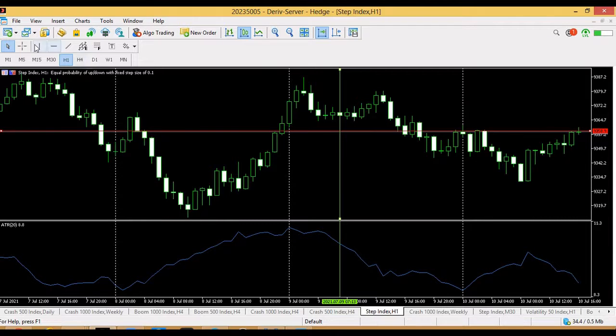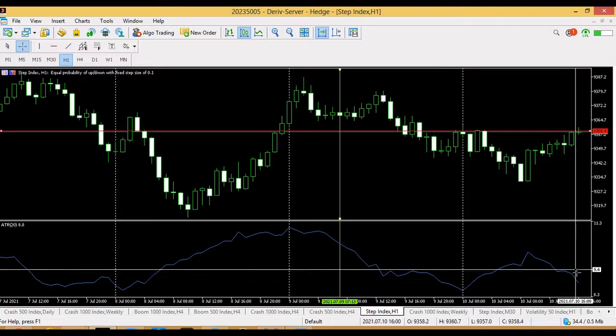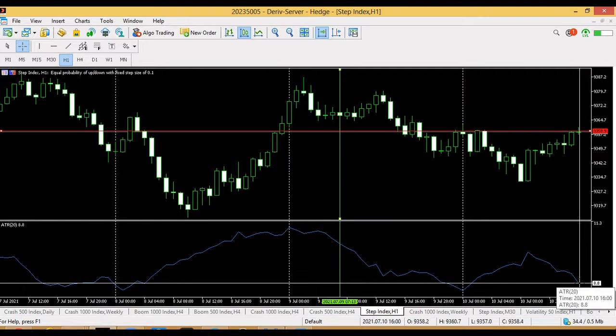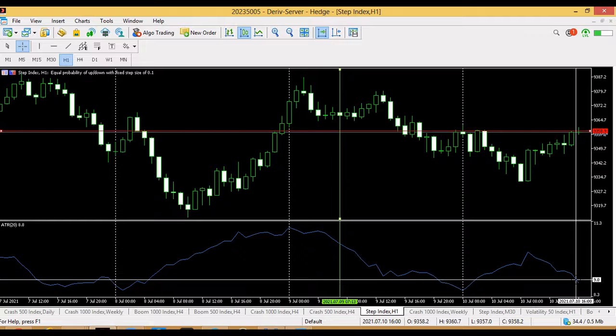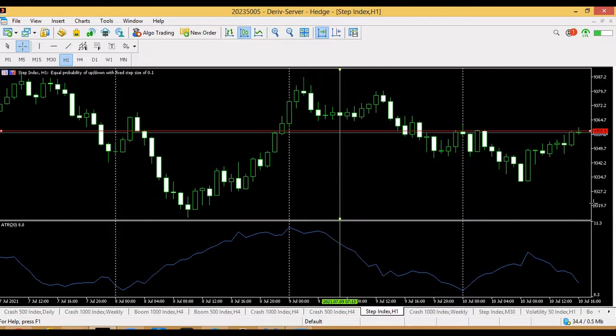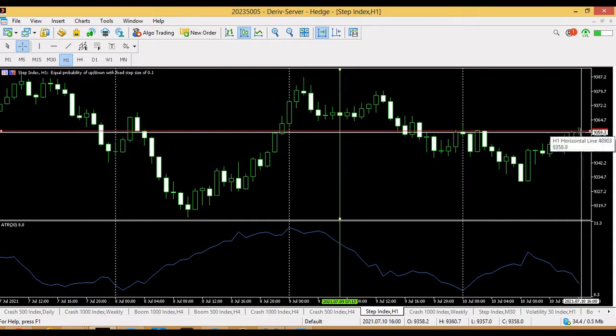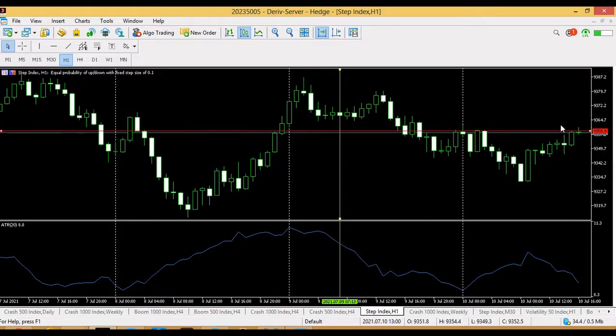Then let's ask ourselves, what is the ATR value here? You see, 0.8 pips, 8 pips. So what is this candle now? Let's check how many pips this candle produced, high and low.